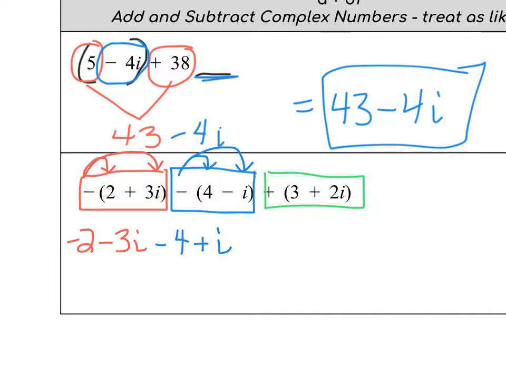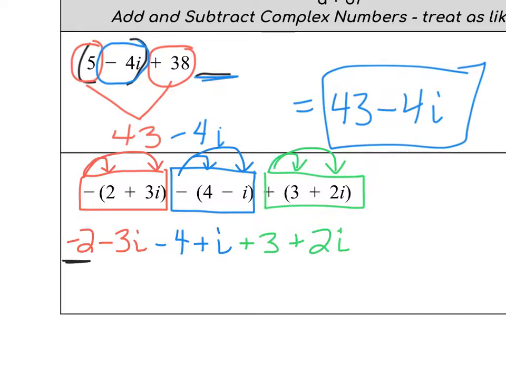And then my third one is actually a positive that I'm distributing, which doesn't make any change. It just gets rid of the parentheses. So plus 3 plus 2i. So all I've really done is take care of my negatives and get rid of my parentheses with distribution. Now I can go about the process of combining all my real numbers and combining all my imaginary numbers.